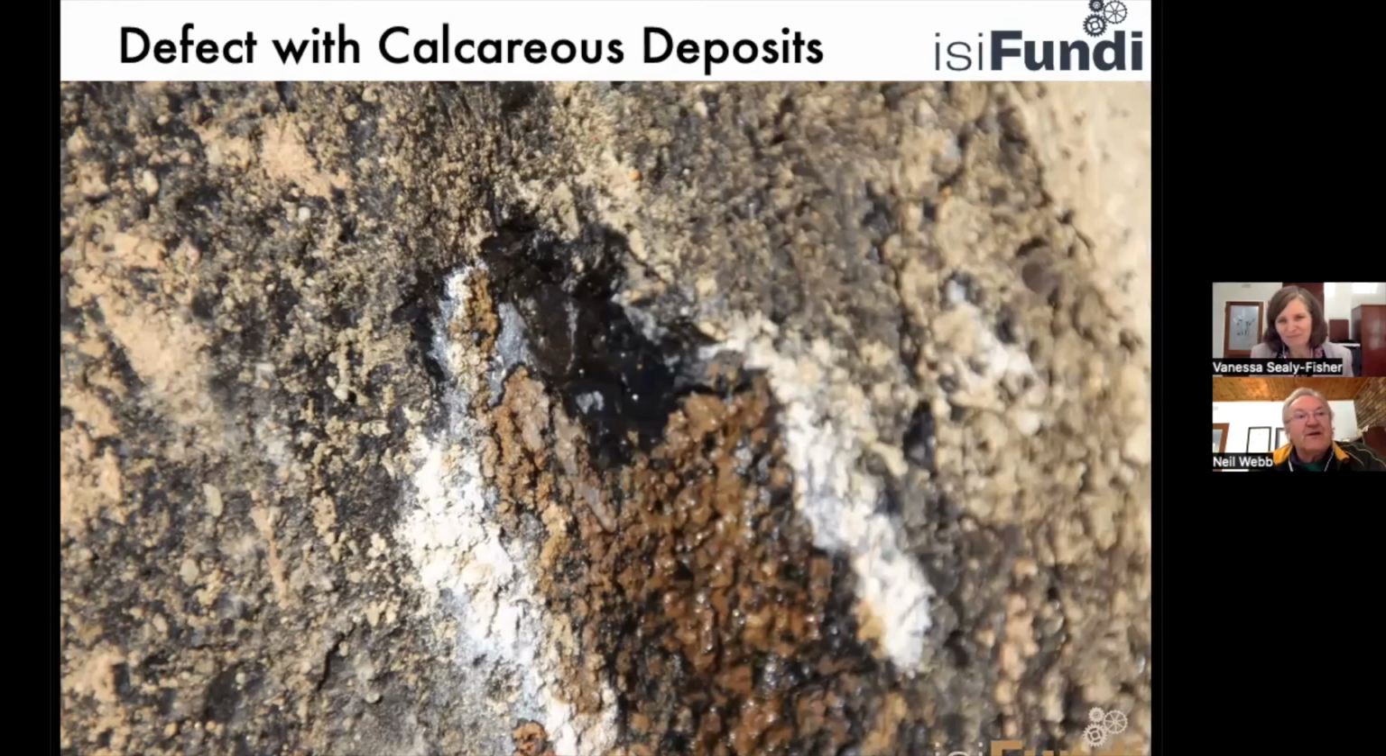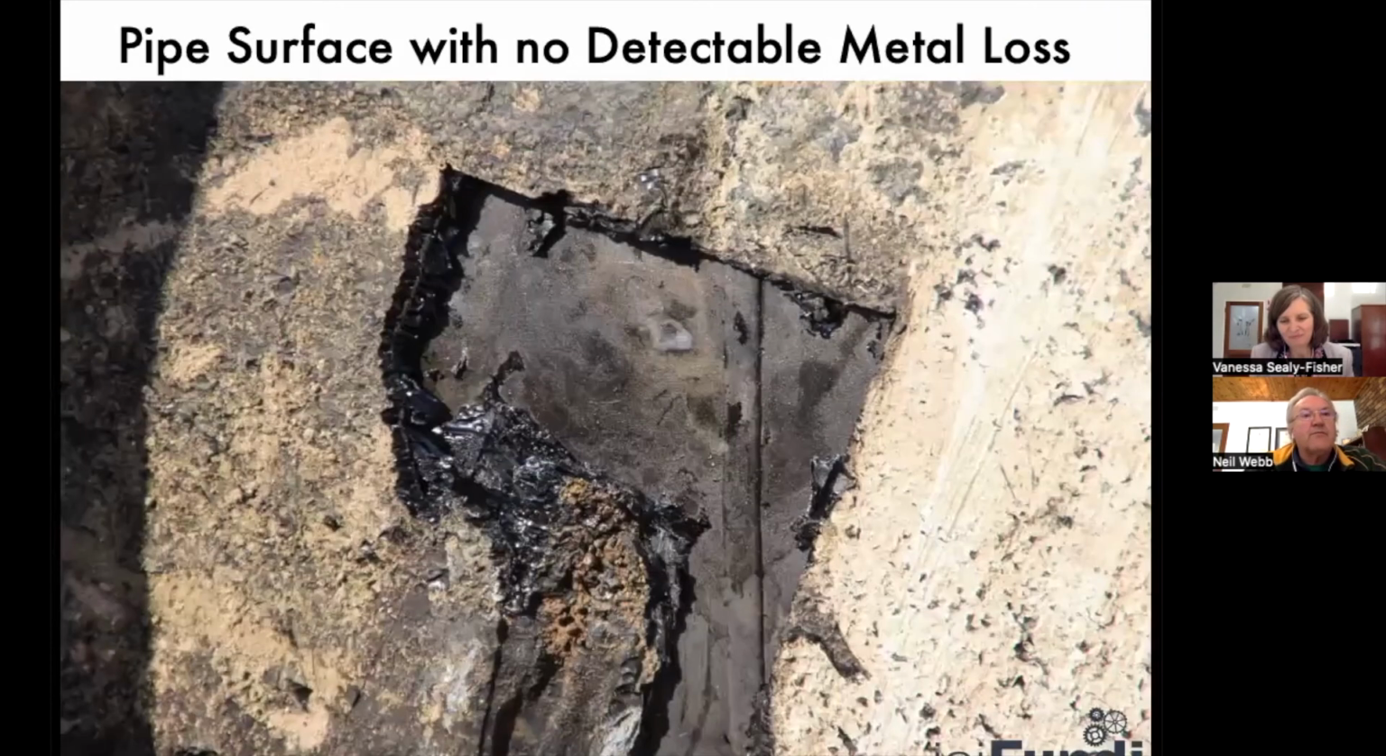So here's a nice close-up picture of a defect, a wrapping defect that had been located. You can see the white calcareous deposits around the defect resulting from the operation of the CP system. And when that defect was opened up, although there was some staining on the surface and discoloration, there was no metal loss. And those photographs are of a pipe surface. It doesn't look very dramatic.